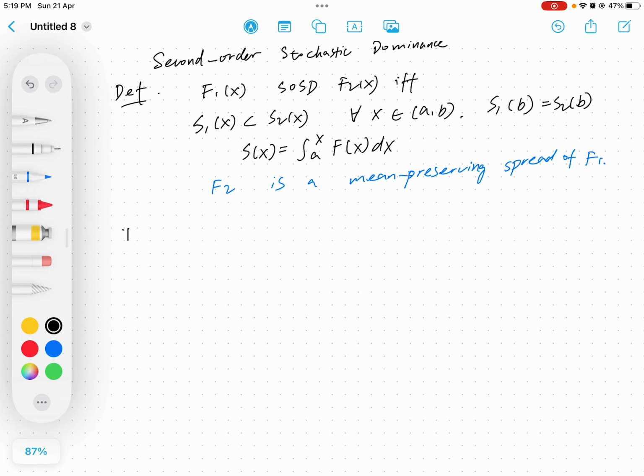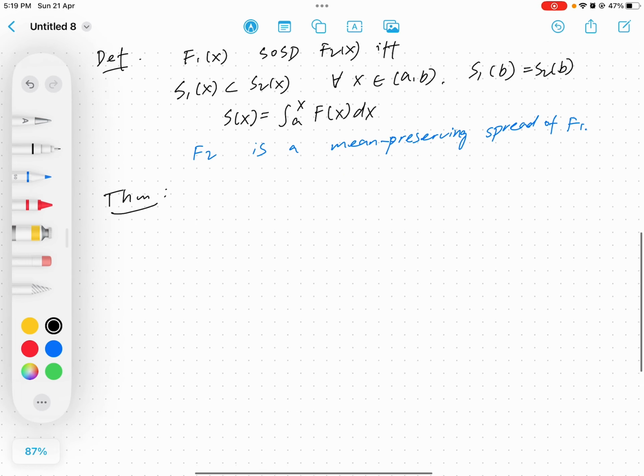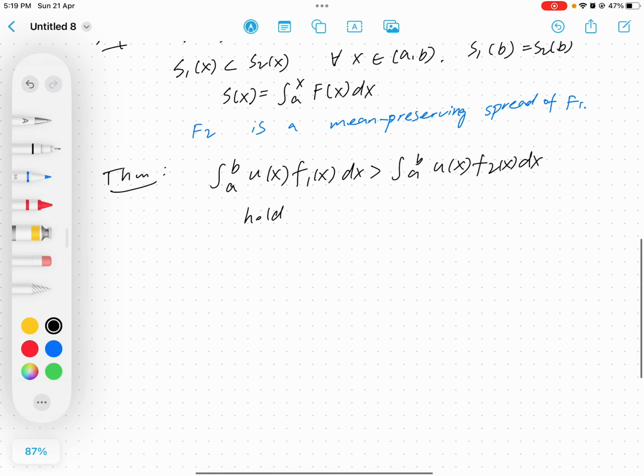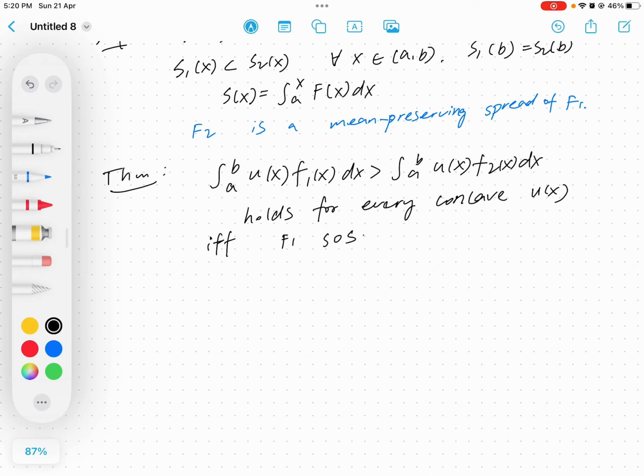All right. So we can study some basic property for the second order stochastic dominance. Similarly, we'll have an equality here. The expected utility for a decision maker, the integral from a to b of the utility given f1(x), is larger than the expected utility given f2(x). This holds for every concave utility function if and only if f1 second order stochastically dominates f2. Notice that u(x) has to be concave, so this decision maker is actually risk averse.